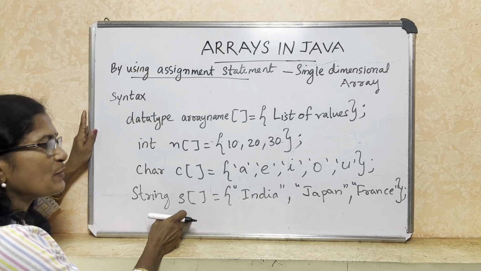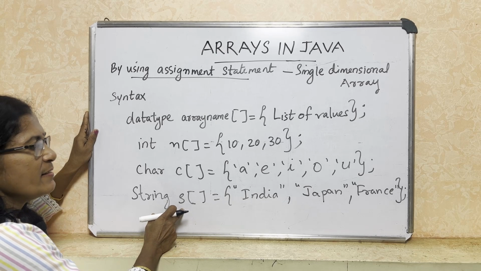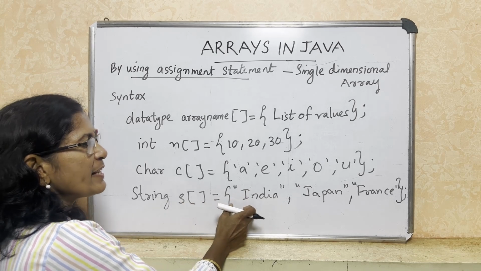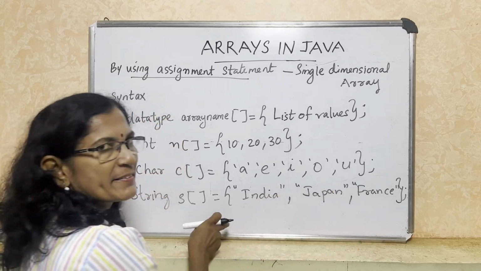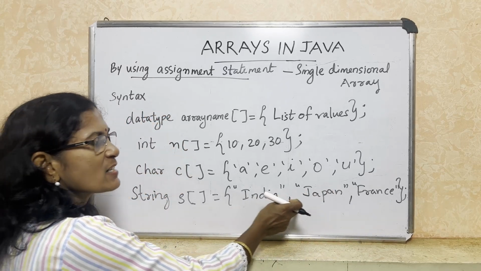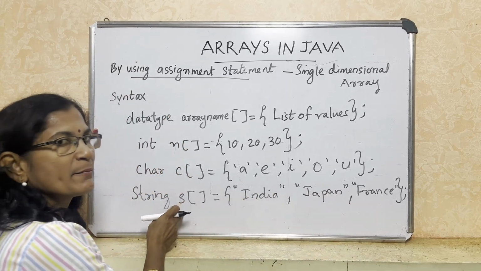Next one is an array of strings. S is equal to 3 strings given in braces. So these 3 strings will get stored into the array named S.